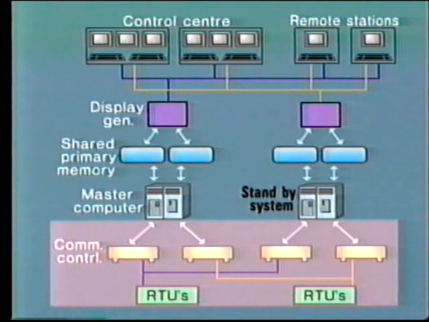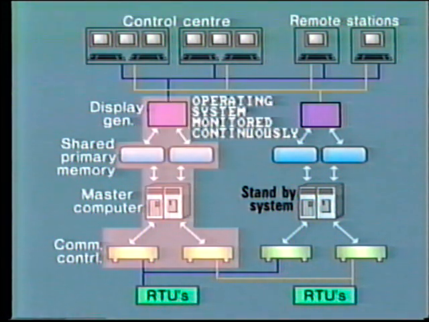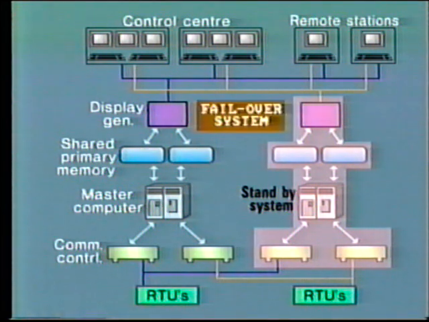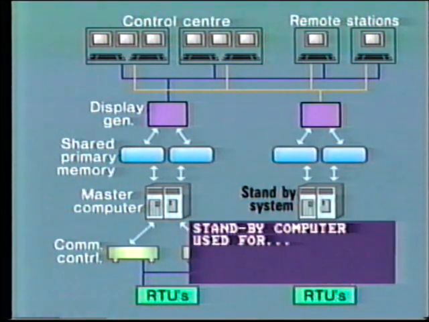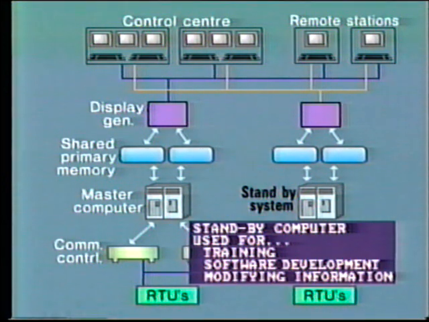For example, the communication circuits feed into both systems, and the display consoles are connected to both units. The operating system is monitored continuously, and at the first sign of component failure, switch over to the standby unit is automatic. This is often referred to as the failover system. Quite often, the standby computer is used for other tasks while it's offline. For example, training of operators, general purpose software development, inputting or modifying information stored in the computer, that is, the database. Of course, this work will be immediately interrupted when failover takes place.